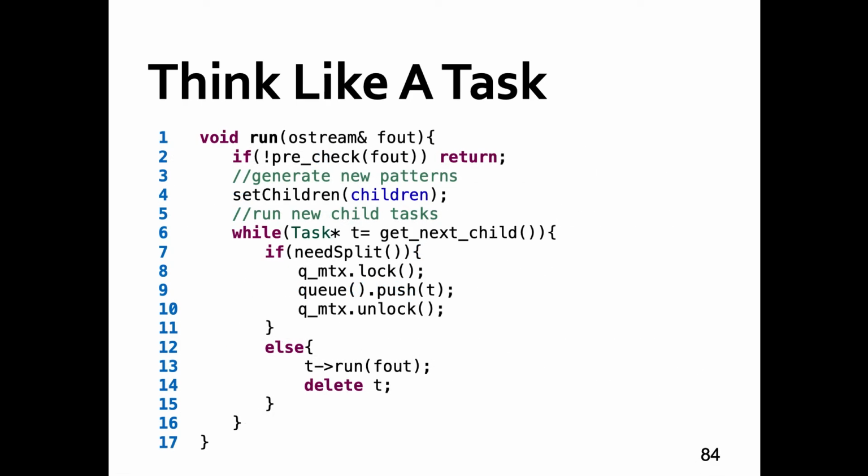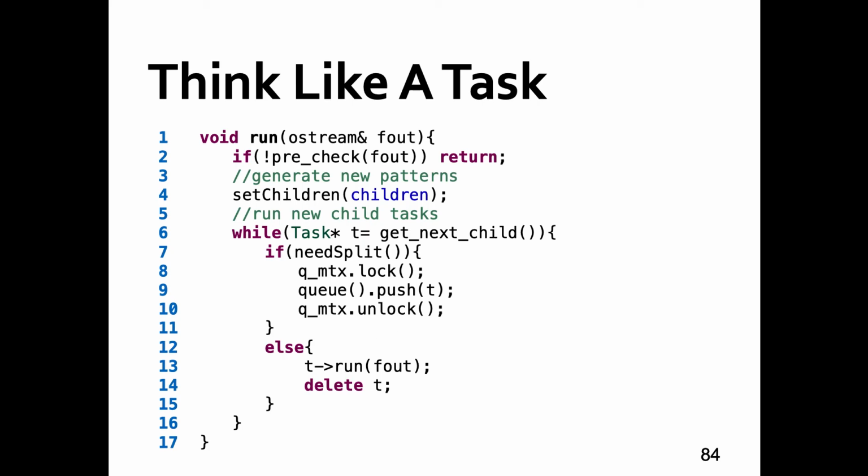This slide shows how a thread processes a task. Line 2 first checks if we need to skip the current pattern. For example, its encoding may not be canonical. Then line 4 will generate child patterns and their projected databases. Each child pattern is then processed in the while loop, while line 7 checks if we should wrap child patterns into tasks for concurrent processing. Otherwise, the current thread will call the same function in line 13 on the child pattern to check and grow it recursively.